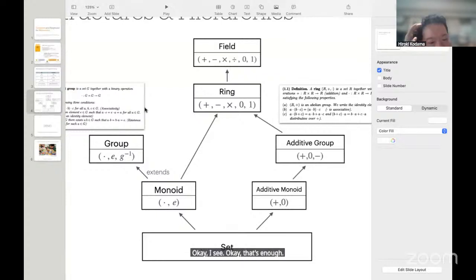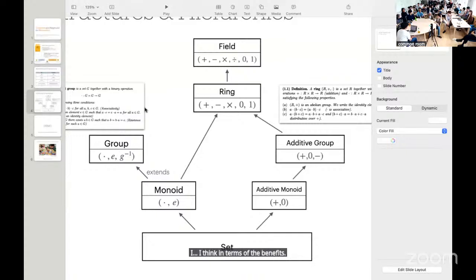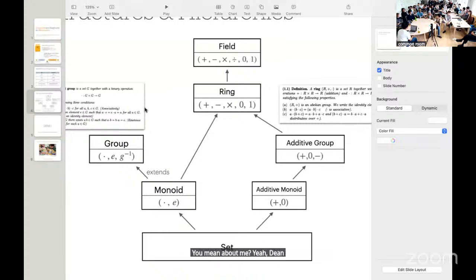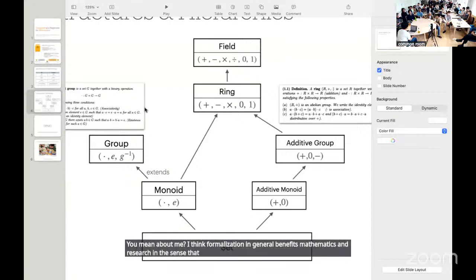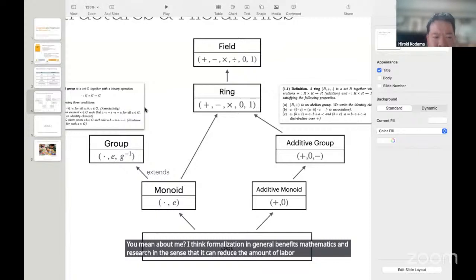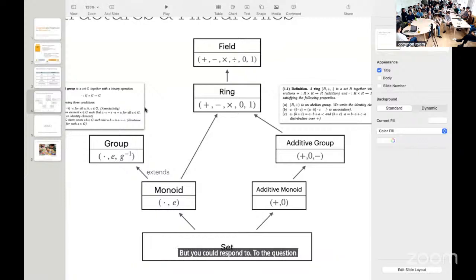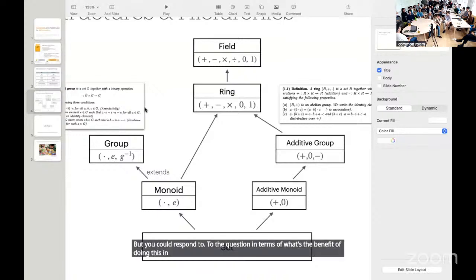Thank you very much. In terms of the benefit, maybe you can mention that you can use it to verify long proofs, so it reduces the amount of effort required to review math papers. Formalization in general benefits mathematics research in the sense that it can reduce the labor required to verify results if we can formalize them in a language that we can trust. That's what you could respond in terms of the benefit of doing this in the first place.